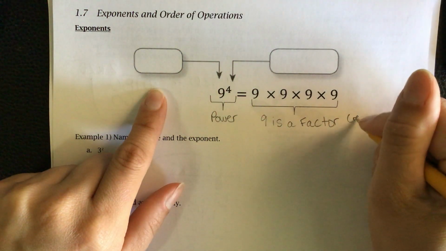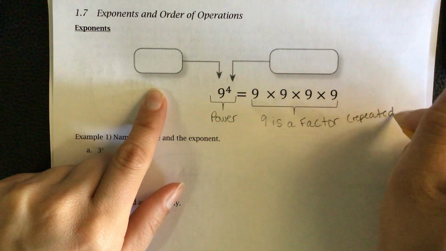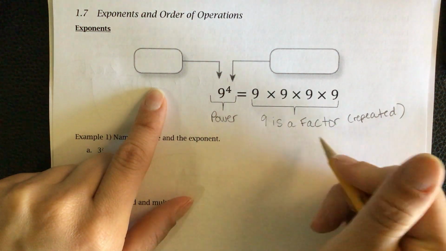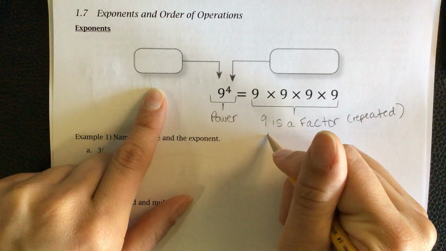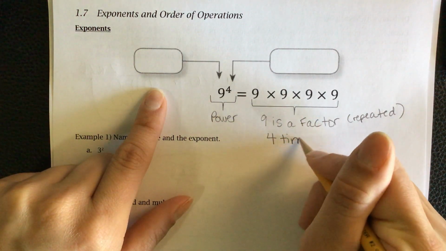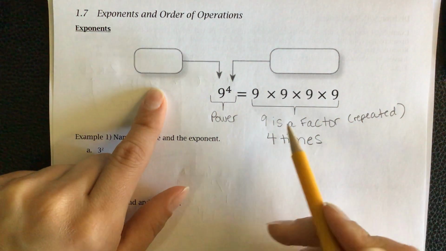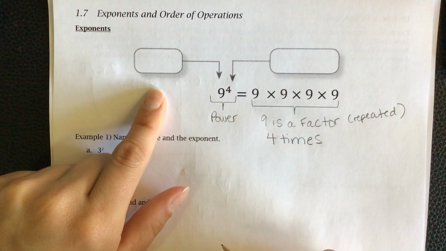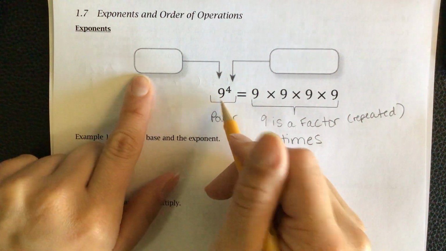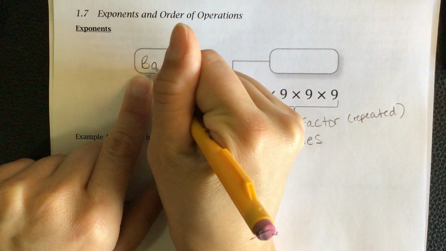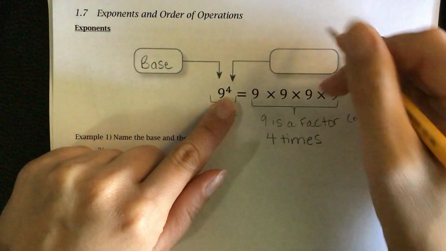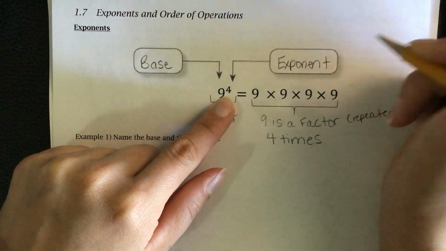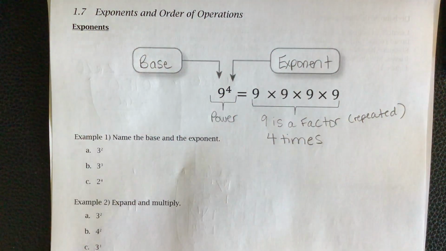It's repeated. It's a 9 is a factor 4 times. We don't always say it's repeated, but you should understand that 9 is being multiplied 1, 2, 3, 4 times. So again, 9 we call a base, and 4 would be our exponent. The exponent tells you how many times to repeat it.